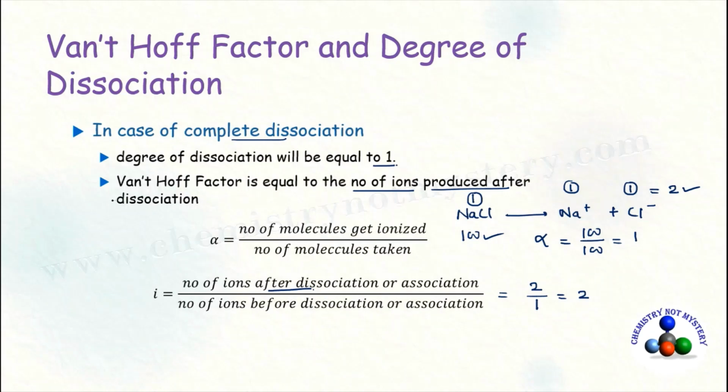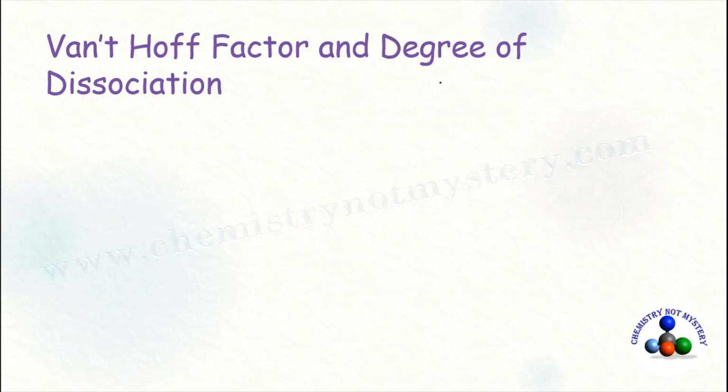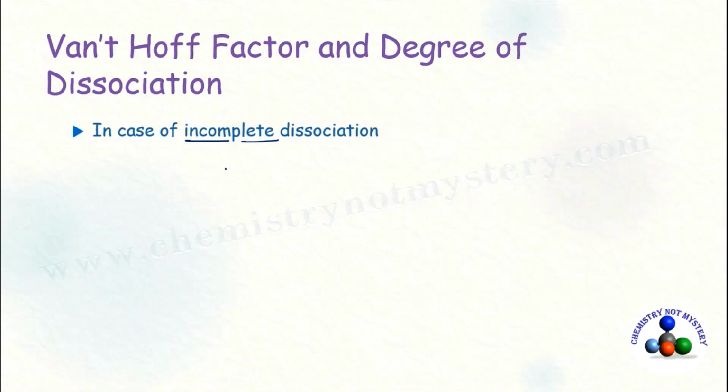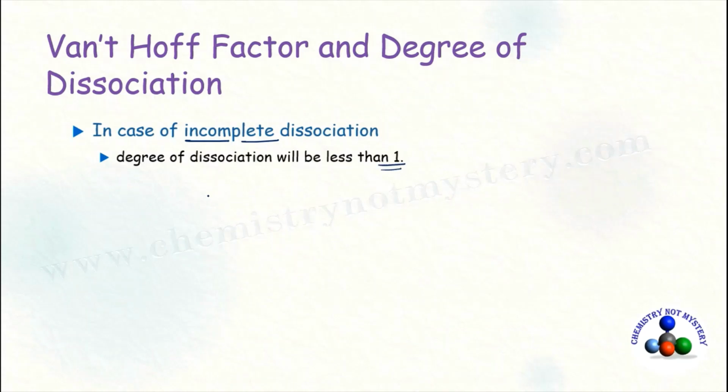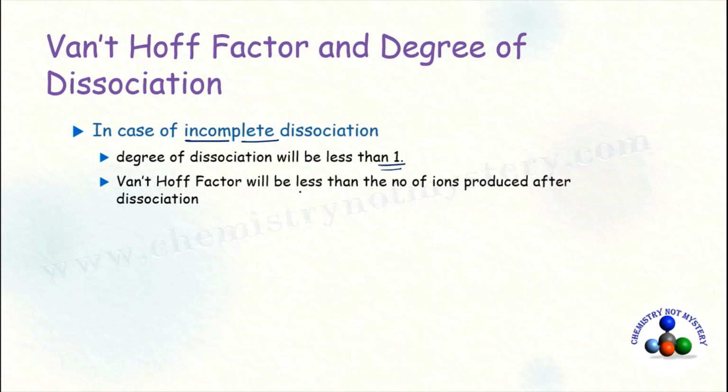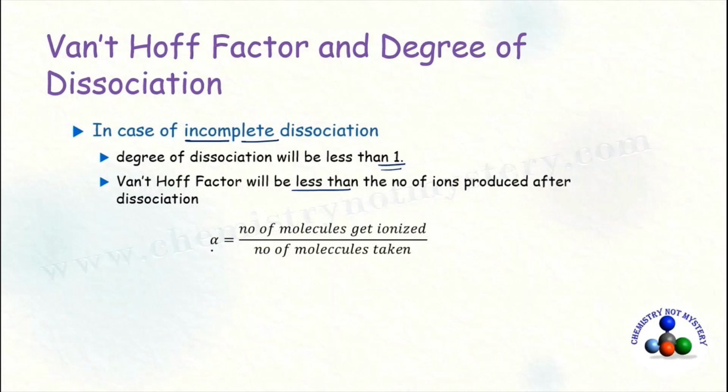Now come to the Van't Hoff factor and degree of dissociation in case of incomplete dissociation. For incomplete dissociation, degree of dissociation will be less than 1, and Van't Hoff factor will be less than the number of ions produced after dissociation. As we just discussed, alpha is equal to the number of molecules ionized over the number of molecules taken. For example, BaSO4.